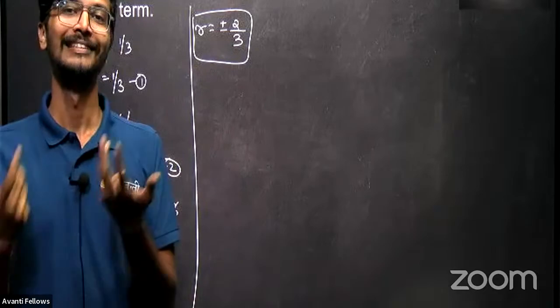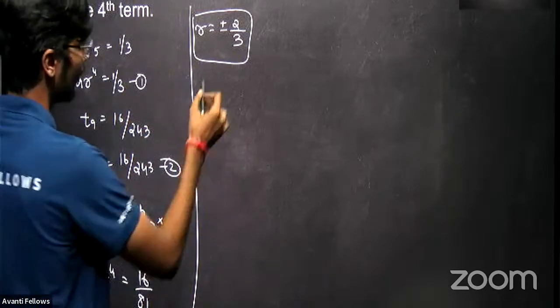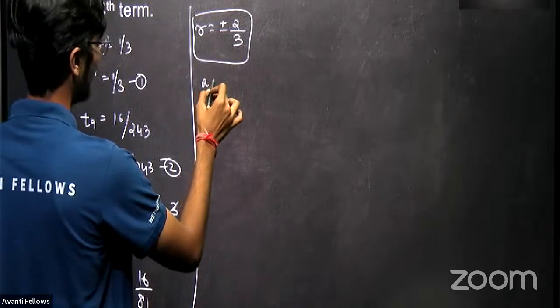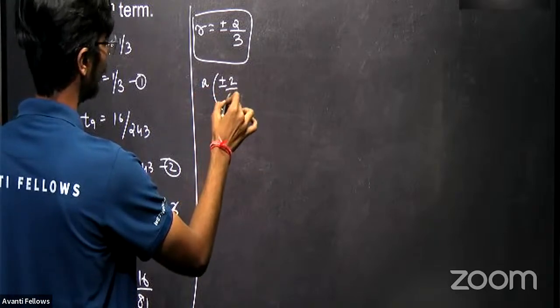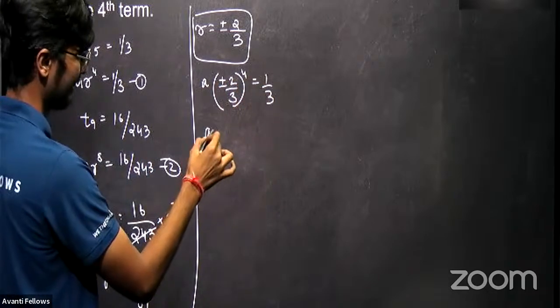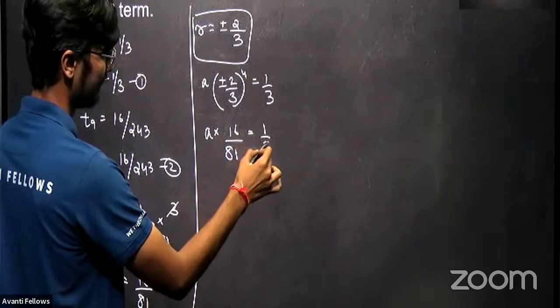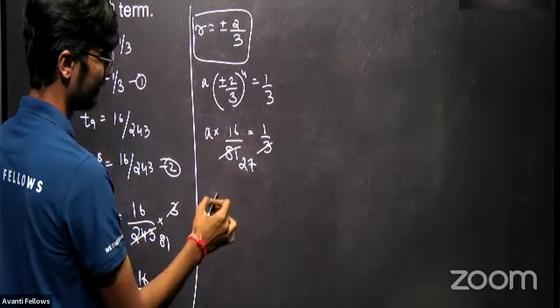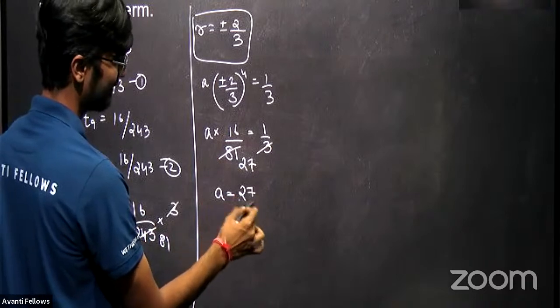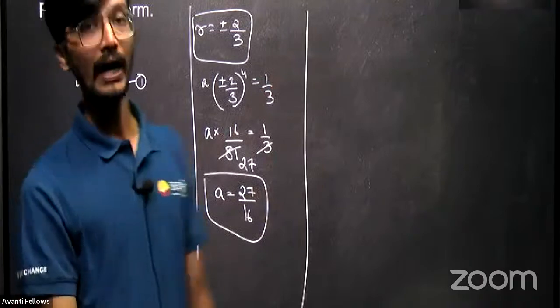See, we got R. Now how to get A? Substitute in 1 or 2. So if I substitute in 1, I'll get A into (plus minus 2 by 3) raised to the power 4 equals 1 by 3. That means A into 16 by 81 is equal to 1 by 3. I'll cancel this, 27. So A is 27 by 16. Simple. What do we require now?